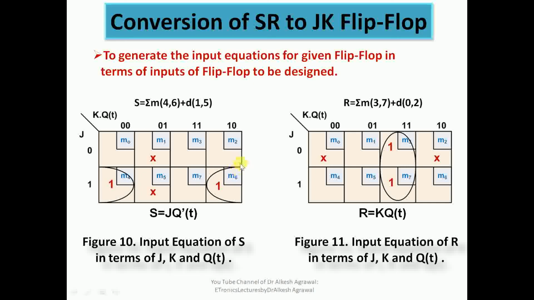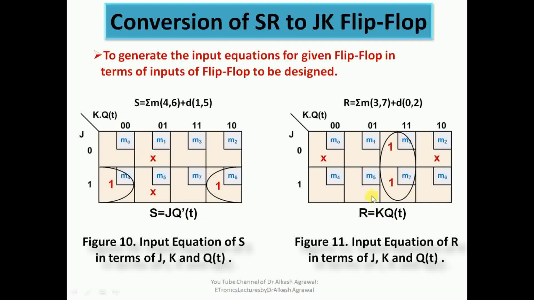So here you can see we have a group combining M4 and M6, and through this group what we get is in this row J is fixed at 1, and if we concentrate on these two columns, here you can see K is changed and QT is 0, so we get Q complement T.